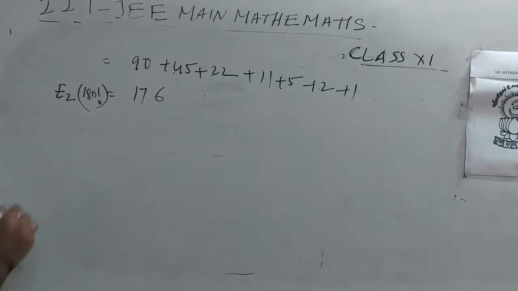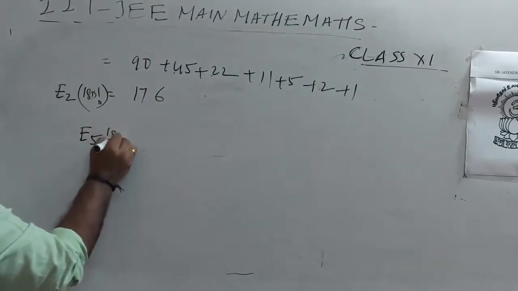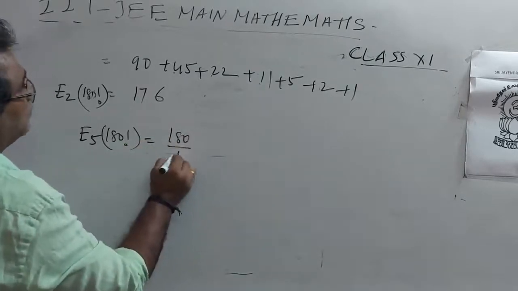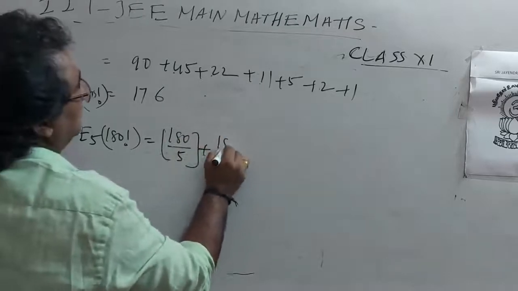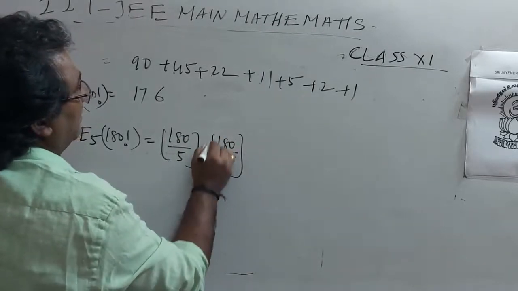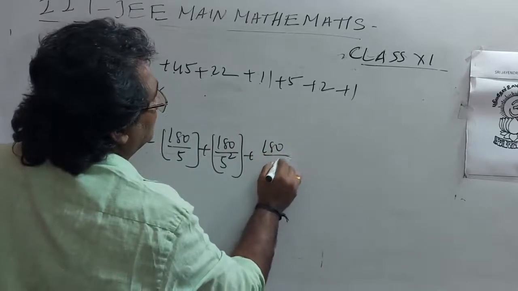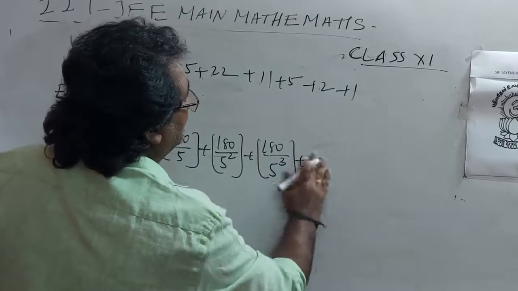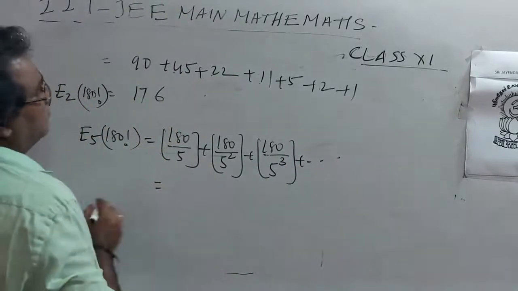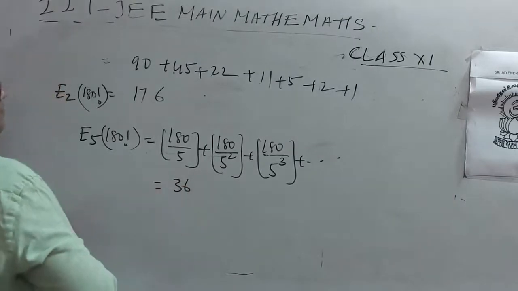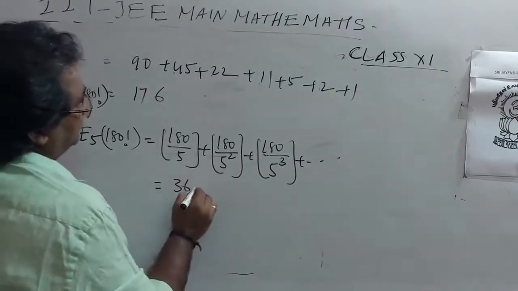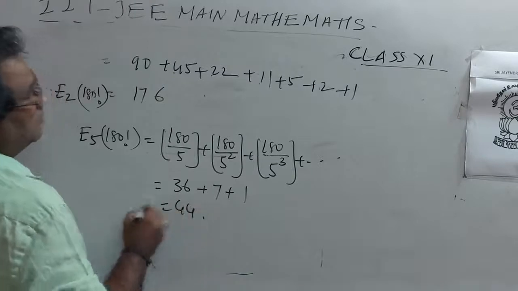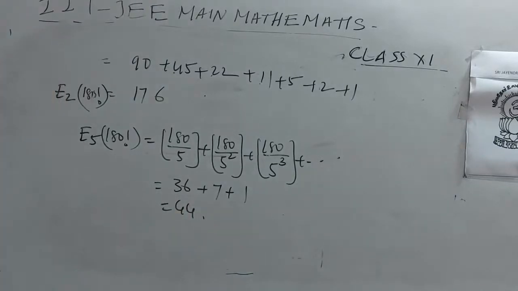Next, find the exponent of 5. 180 by 5, 180 by 5 squared, 180 by 5 cubed: 36, 7, and 1. So the exponent of 5 in 180 factorial is 44.